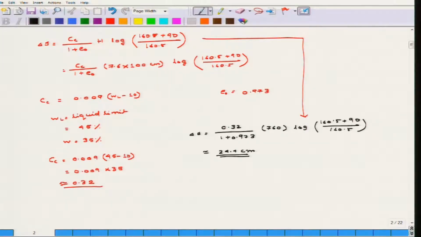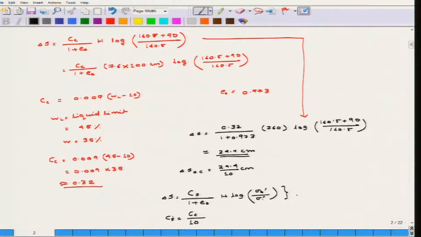Now if you consider an over consolidated settlement, that is delta S OC, this will be just 1/10 of this, because if you remember the formula, delta S is equal to Cs by 1 plus e naught into H into log of sigma naught dash by sigma dash. Now Cs is equal to Cc by 10. Though this term may change, it comes out to be almost 1/10 of this value, because this is the major factor governing the settlement.